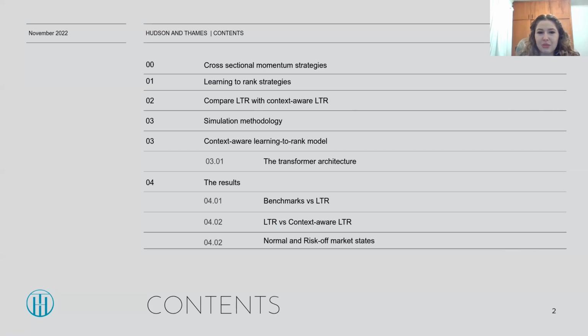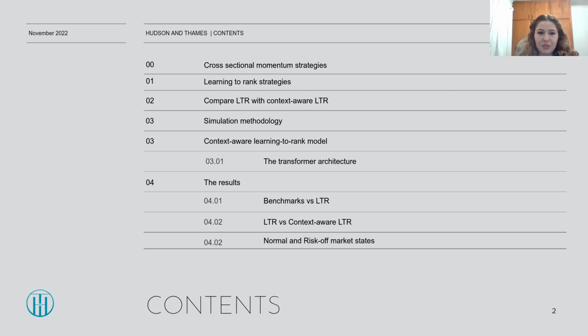If you remember from two weeks back, in the first paper we covered most of that. We'll then compare the original learning to rank strategies with their context-aware counterparts. Then we'll move over to simulation methodology. Same as with the previous learning to rank paper, we'll look at the features that they added, the training period, currencies that they included, and so on.